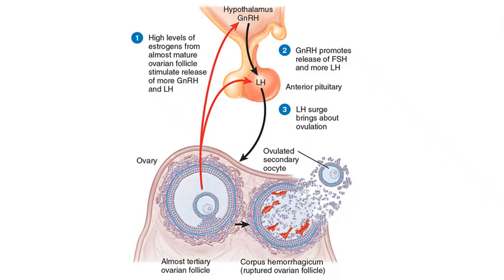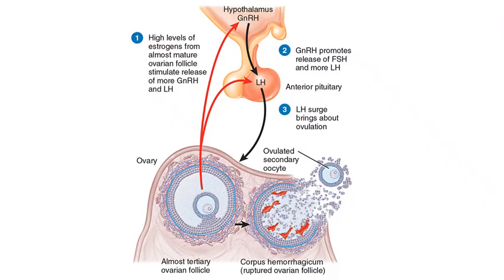Then theca interna cells mix with the granulosa cells as they all become transformed into the corpus luteum cells under the influence of LH. Stimulated by LH, the corpus luteum secretes progesterone, estrogens, relaxin, and inhibin. The luteal cells also absorb the blood clot that was made.